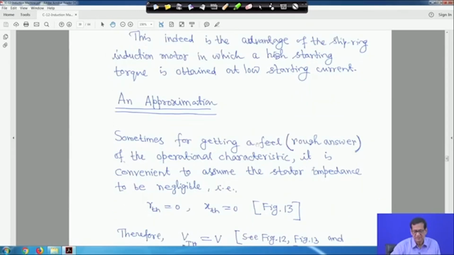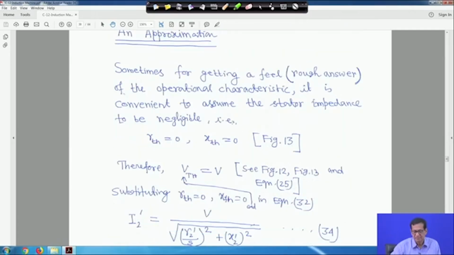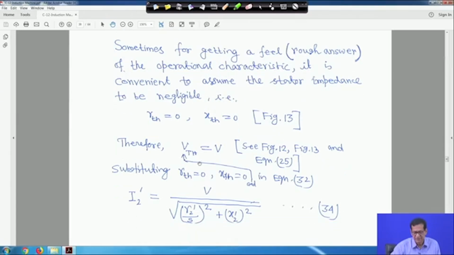Now, we will go for an approximation. Sometimes, for getting a feel, that is a rough answer of the operational characteristic, it is convenient to assume that the stator impedance is negligible, that is R Thevenin equal to 0 and X Thevenin equal to 0. If you neglect that, see figure 12, figure 13 and equation 25. Please go back to that. In that case, what will happen? You will find V Thevenin is equal to V. Just with this assumption you put it there, right.